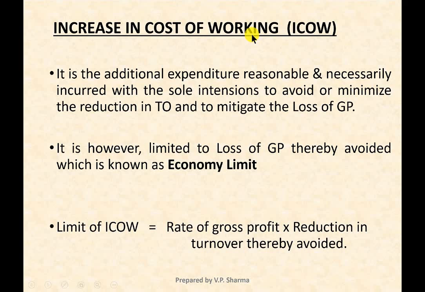Increased cost of working is payable, but it is subject to a limit, and that limit is known as the economy limit. It is limited to the loss of GP thereby avoided. And the formula is rate of gross profit multiplied by reduction in turnover thereby avoided. So by this way you can find out to what extent you can pay the increased cost of working. It can happen that the insured incurs a sum of rupees 10 crores as increased cost of working with the hope of reducing the turnover, but finally when the loss is computed, the surveyor may find, this can be a possibility, that the loss of gross profit avoided was hardly 6 crores. In that situation, the company would pay maximum 6 crores instead of 10 crores.